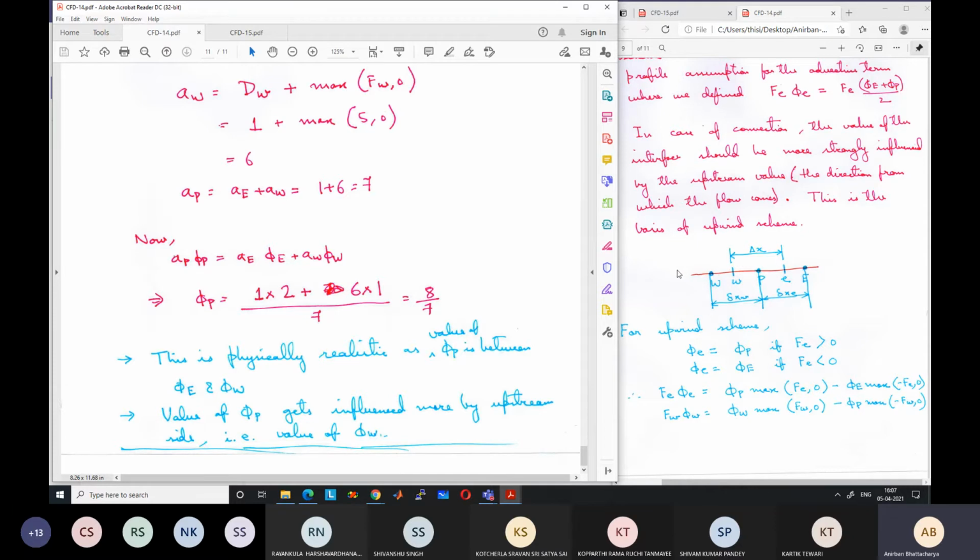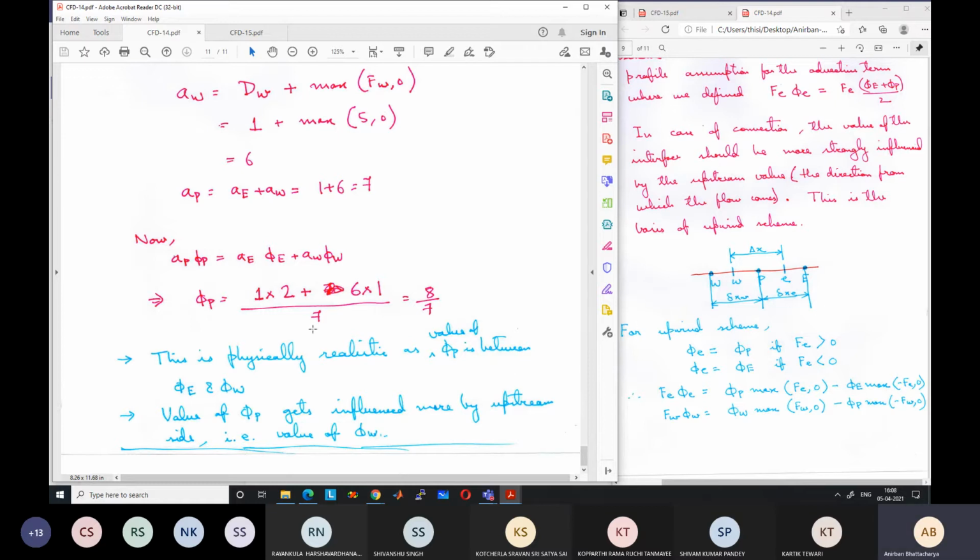This is understandable because the flow is coming from the west to east, because flow velocity is positive, flow is coming along the positive x direction. As a result, the influence of this west grid point should be much more as compared to the influence of the east grid point, and that is what we are seeing in our result, that the value is much nearer to the west grid point as compared to the east grid point. If the flow velocity was negative, we would have seen that phi P is very near to the east grid point value. So here phi P is very near to the west grid point value because the flow is from the left to the right.